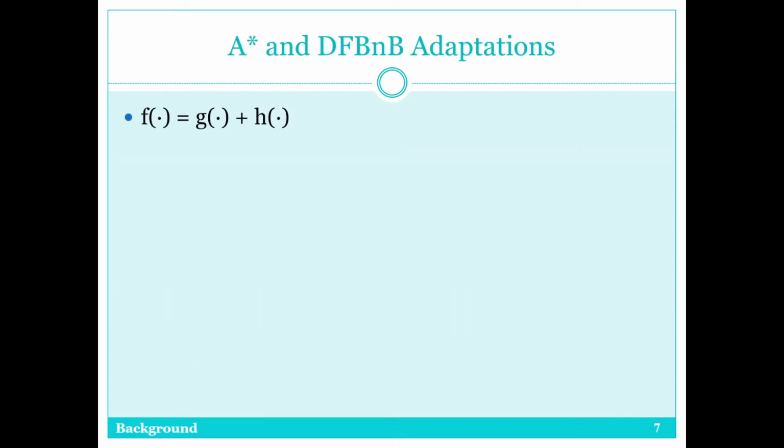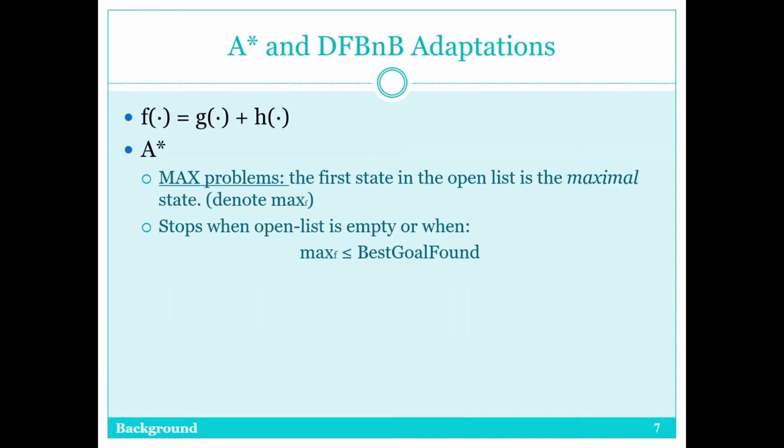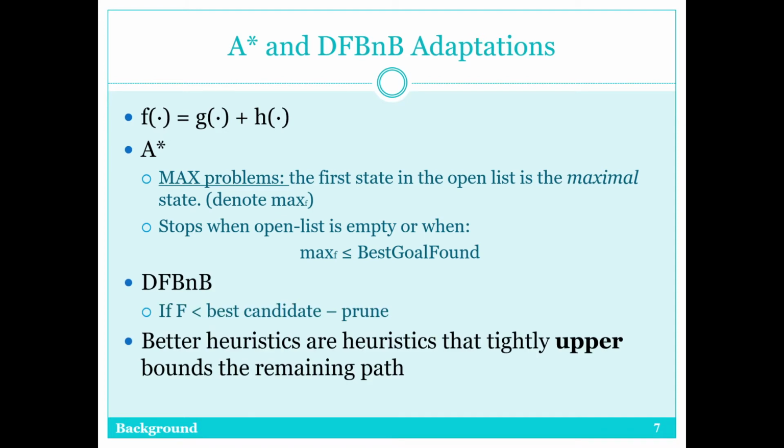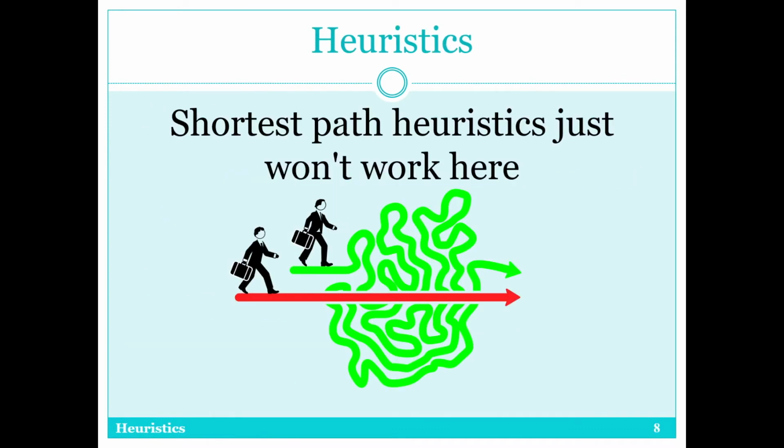There are also minor changes to the search algorithms that need to be made in order to solve this problem. For instance, A-star needs to change the open list to have the maximal node come first, and branch and bound needs to prune if the best candidate is larger than the F value. Another important thing is that better heuristics are heuristics that tightly upper bound the remaining path. So obviously, shortest path heuristics just won't work in this domain.